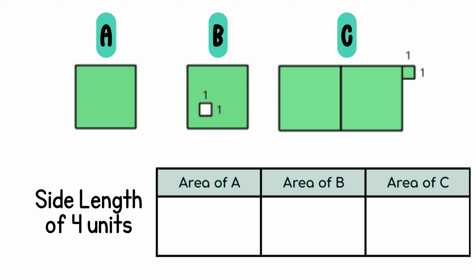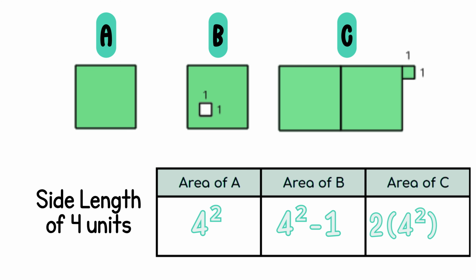So if we look at the area of A, and if each side is 4 units, then the area would be 4 times 4, or 4 squared. Now if we look at area B, we'll still have the 4 squared, but we're going to subtract the 1 that's removed from the box. Now let's look at figure C. So this time we have 2 of those big boxes, so we'll represent that as 2 times the 4 squared, and then we'll add the 1 that's added on to the end of it.